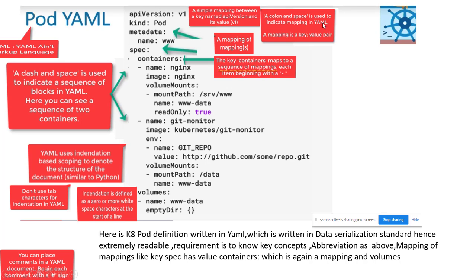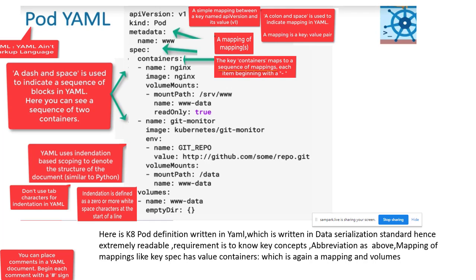Colon and a space is how we define that there is a mapping in YAML, and a mapping is a key value pair. Wherever you see a colon and a space, that is a format, that is a key value pair. Again, you see here colon and a space, that is a key value pair. These are all key value pairs.